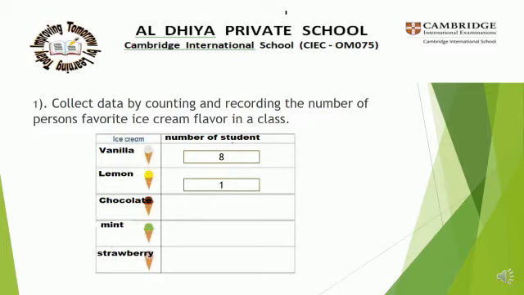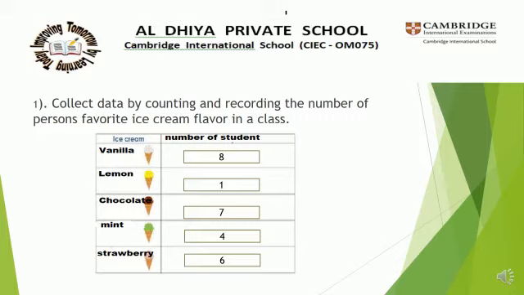And for the chocolate flavor, 7 students raised their hands. So, here I write 7. And mint flavor, only 4 students raised. So, here I write 4. Then strawberry. Strawberry is the most liked flavor, no? So, 6 students raised. So, here I write 6. Okay. This data I collected from the students. This is the way to collect the data and record the numbers in the table. So, I collected this data and recorded the data.